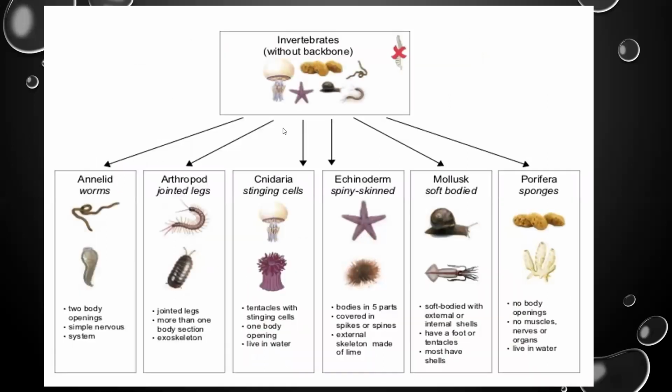Here are six classifications, six small groups of invertebrates. Number one, we have the annelid or the worms. Next, we have the arthropod or the jointed legs. We also have the cnidaria or the stinging cells. We also have the echinoderm or spiny skin, mollusk, soft-bodied animals, and porifera, sponges. We will be talking about each of these groups as we go on with our lesson.